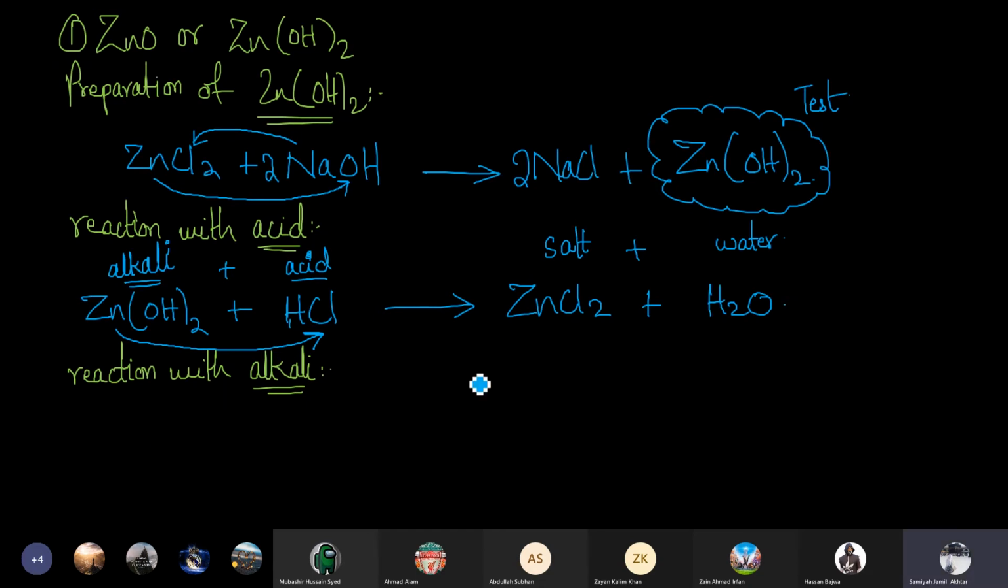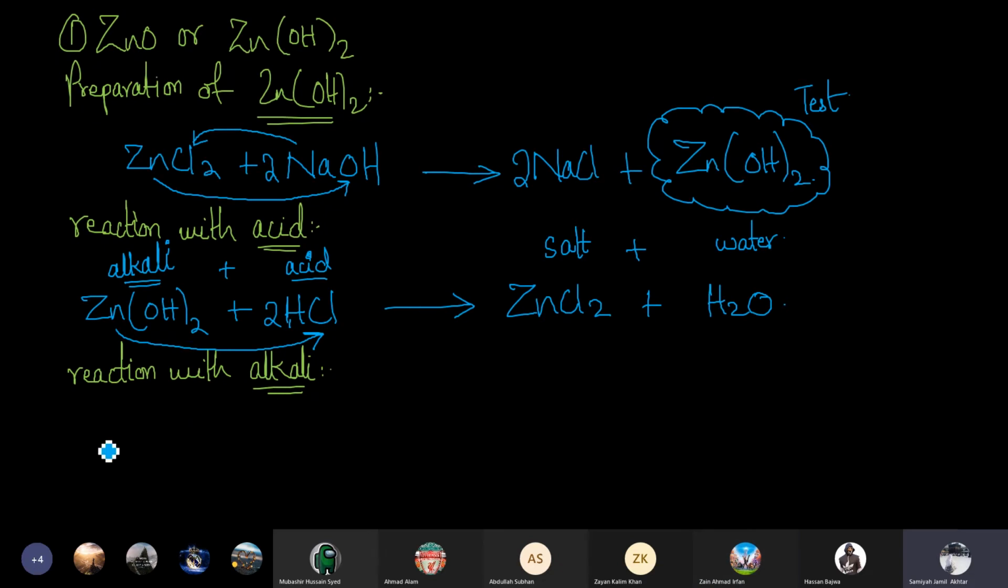Okay, boys, have you understood this equation? Yes, ma'am. Okay, when it reacts with acid, it becomes an alkali, so it behaves as an alkali.